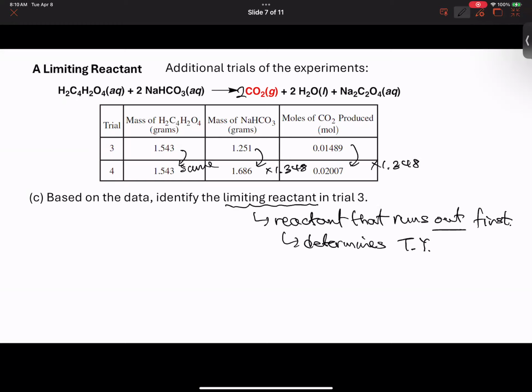So when the mass of sodium bicarbonate is increased 1.3 times, the moles of CO2 also increase proportionally. It shows that NaHCO3 is the limiting reactant. This is determining the amount of the product. If more of the limiting reactant were added, yield would increase proportionally, and this data exactly matches this definition and property of a limiting reactant.